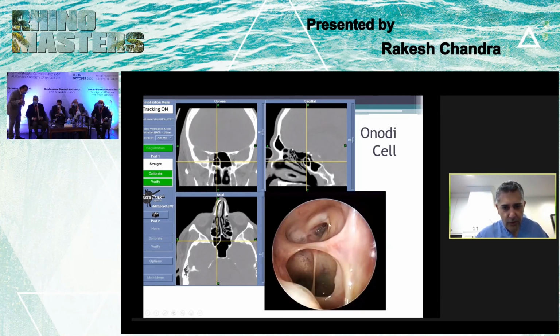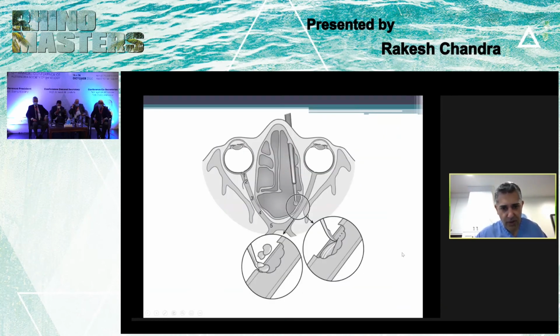Sphenoid sinus, anode cell. This would be the ethmoid skull base there. Here is the optic nerve. So where that optic nerve is back there depends on that posterior ethmoid and sphenoid anatomy that we pay attention to for even our routine endoscopic sinus surgeries.